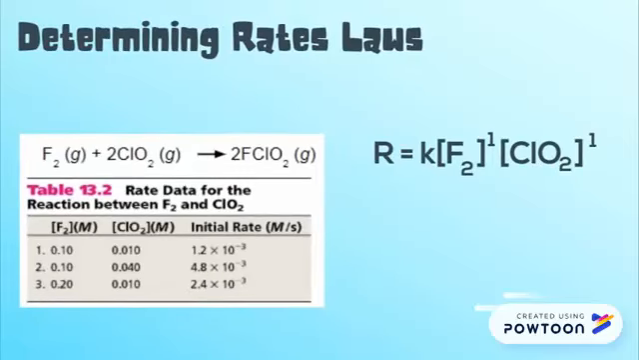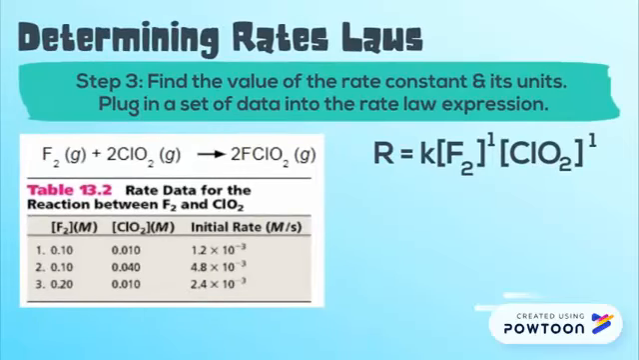The last step is to find the value of K, our rate constant. For this, we want to take the data from one of our trials, it doesn't matter which one you choose, and plug it into the equation and solve for K.